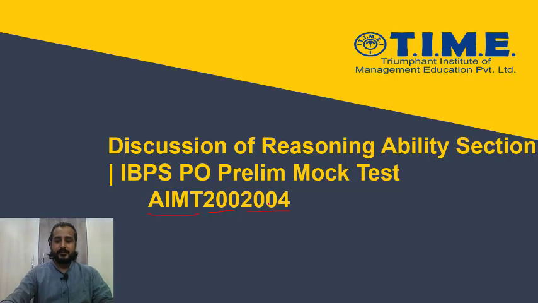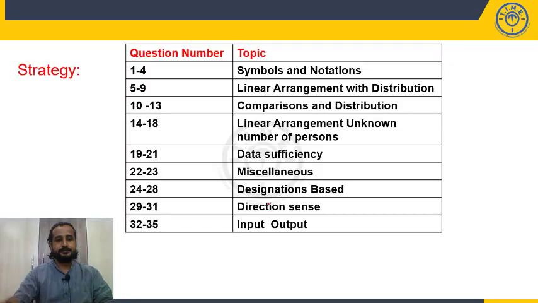Before discussing the questions, let us discuss the strategy for this paper. We have 35 questions with different areas: 1 to 4 symbols and notations, 5 to 9 linear arrangement and distribution, comparisons and distribution, linear arrangement with unknown number of persons, data sufficiency, miscellaneous, designation based, direction sense and input output. We need to choose the type of questions which give more marks in less time. So let's identify those areas.